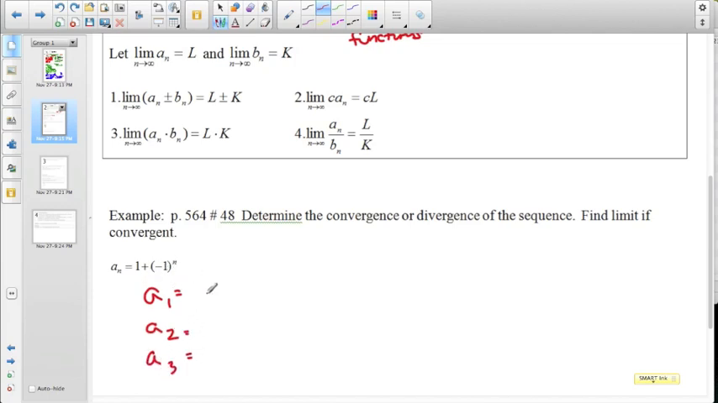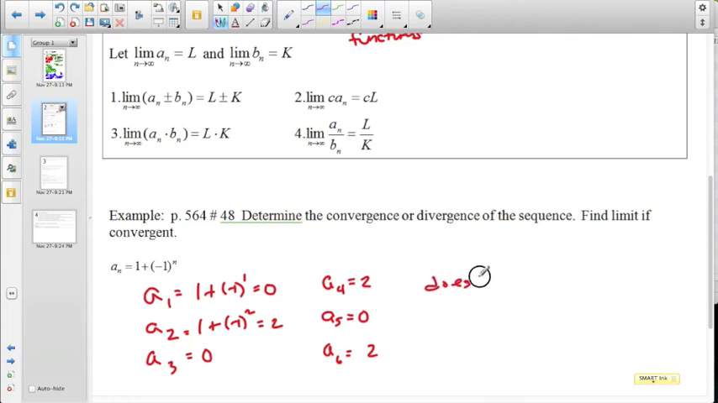And so if we look at the first term here, that's 1 plus negative 1 to the first power, which is 0. If we look at the second term, it's 1 plus negative 1 squared, which is 2. This one ends up being 0. A sub 4 ends up being 2. A sub 5 ends up being 0, and so on and so forth. And so we have this oscillation between two values. And so since we have this oscillation between two values, this does not have a limit.